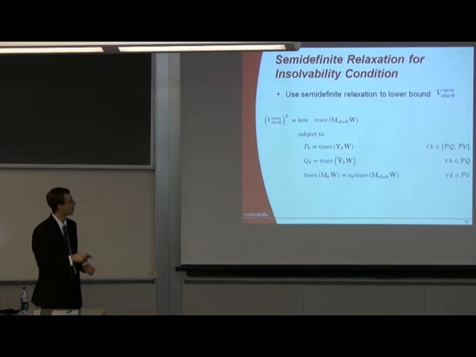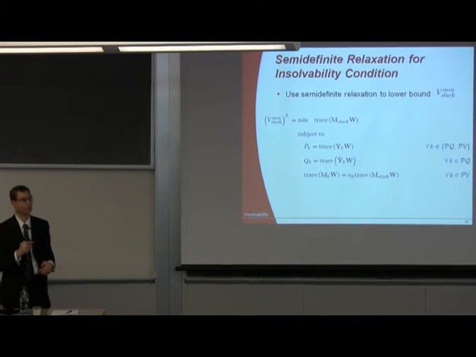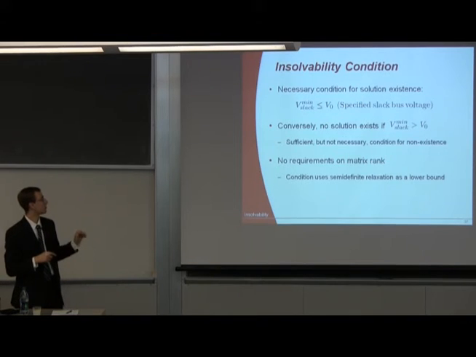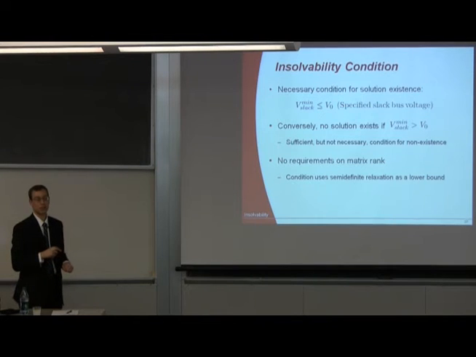We say here, now we're writing everything in terms of this positive semi-definite matrix, W. And we have our active and reactive power injections and our voltage magnitude constraints. This gives us a lower bound on the slack bus voltage. Then we can say we have a necessary condition for solution existence. If this minimum slack bus voltage is less than our specified slack bus voltage, we might have a solution.